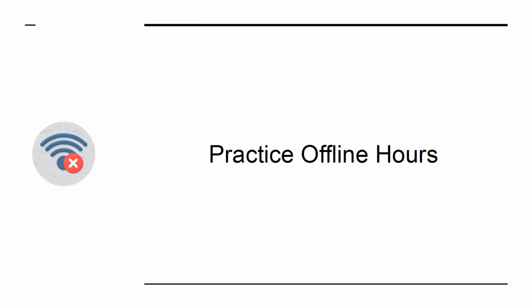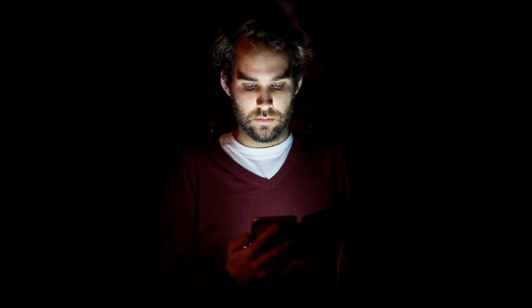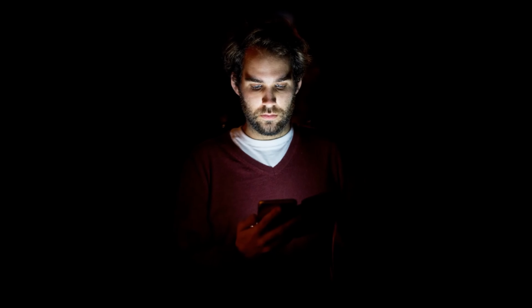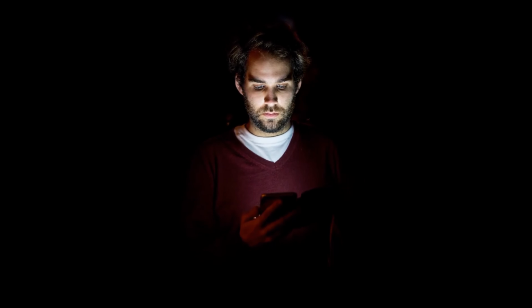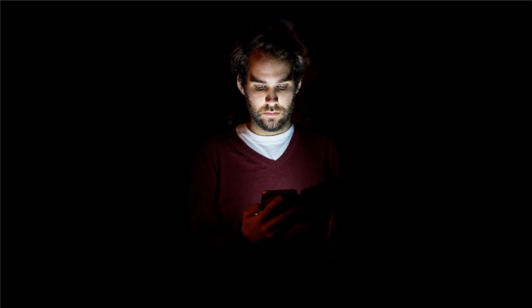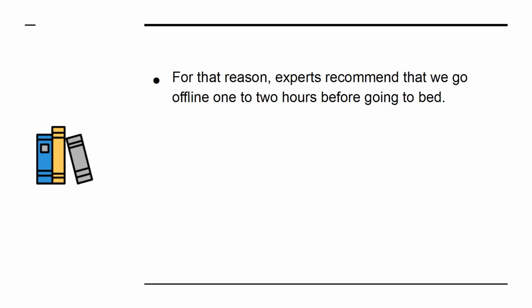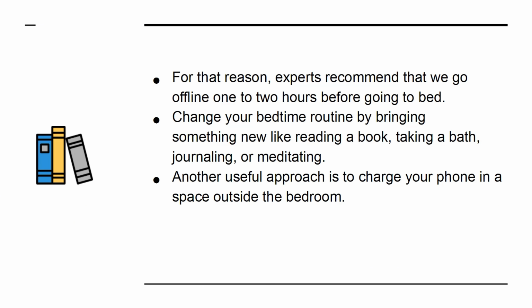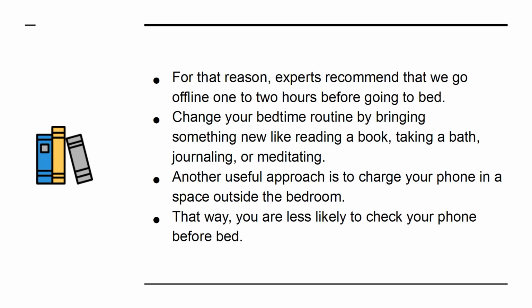Practice offline hours. According to research, many devices have a screen light that can impact negatively the production of melatonin in your body. Melatonin is the hormone that regulates your sleep cycle. For that reason, experts recommend that we go offline 1 to 2 hours before going to bed. Change your bedtime routine by bringing something new, like reading a book, taking a bath, journaling, or meditating. Another useful approach is to charge your phone in a space outside the bedroom. That way you are less likely to check your phone before bed.